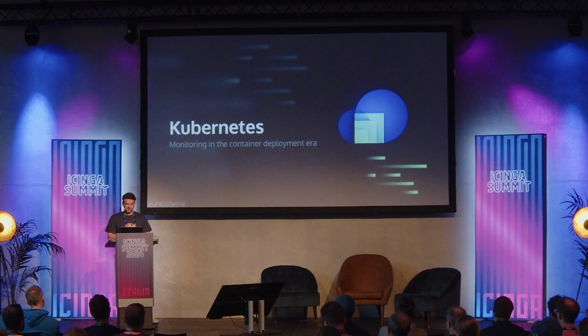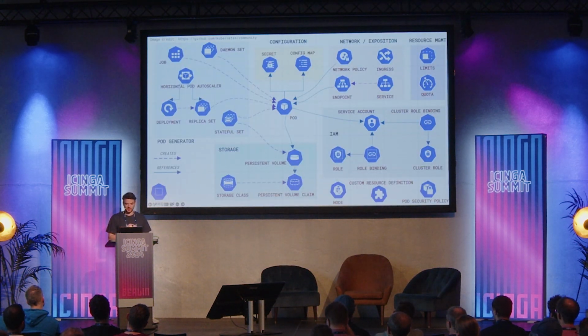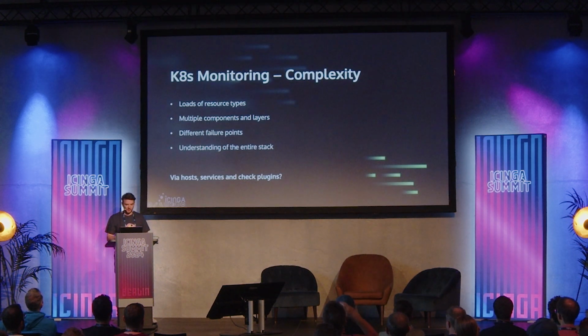Now, with Kubernetes, the picture is a little bit broader. I won't go into detail, but it's more than hosts and services, right? So this stuff gets a little bit more complicated. Kubernetes has loads of resource types: workloads, deployments, pods, whatever, all that stuff. There are multiple components and layers involved in Kubernetes, so many moving parts, and so many different failure points where something could go wrong.